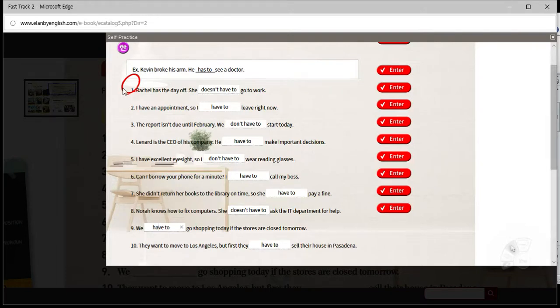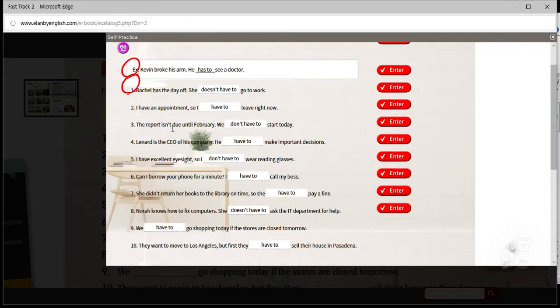Look at number 2. I have an appointment, so I have to leave right now. Okay, that is correct, unless the appointment is here, in that case you can't leave right now. But the implication is I have an appointment, a promise. So I have to leave right now. I have to go to my appointment. So that one should be correct.